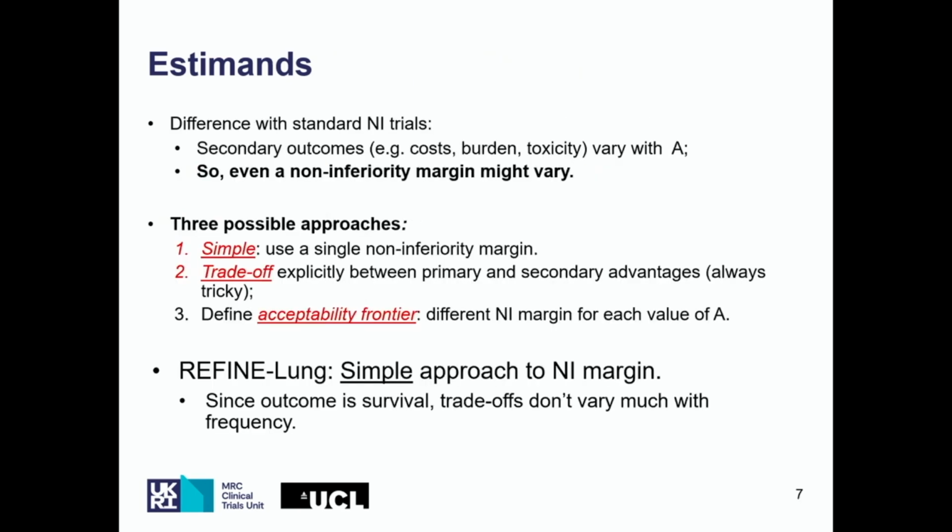So in general, there is something that is different in these trials compared to standard non-inferiority trials. That is that non-inferiority trials tend to somehow trade off between primary and secondary outcomes and do so by choosing the non-inferiority margin.